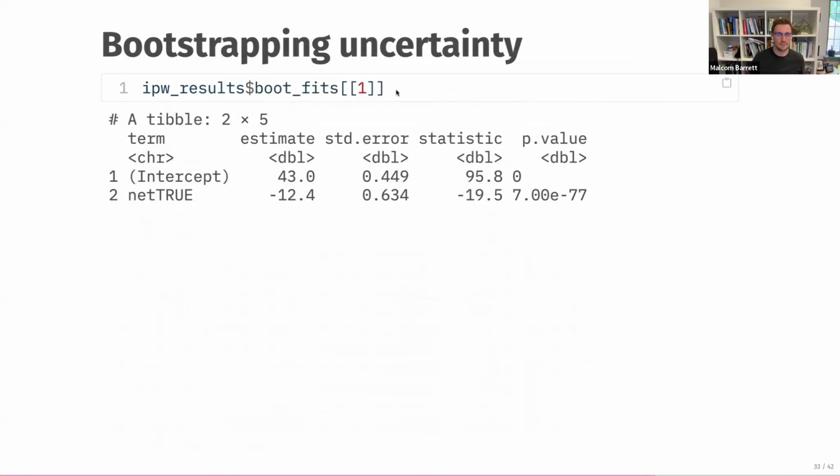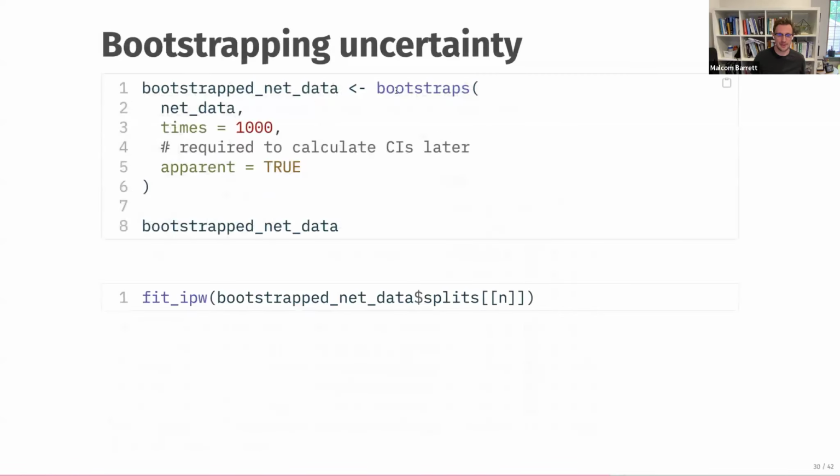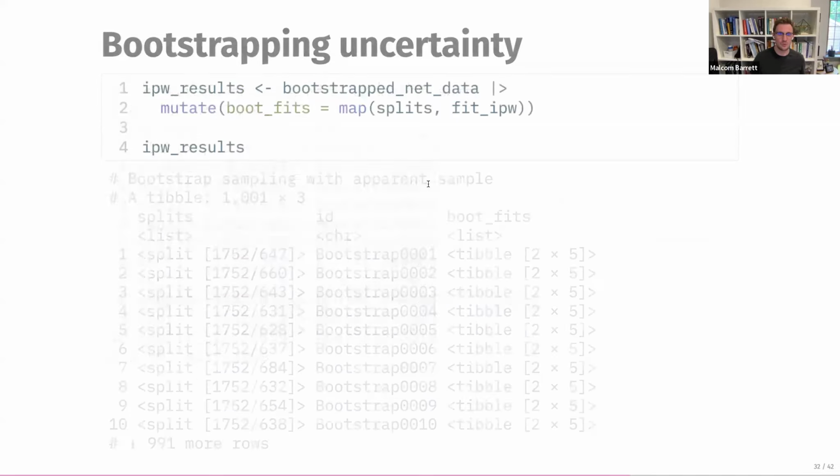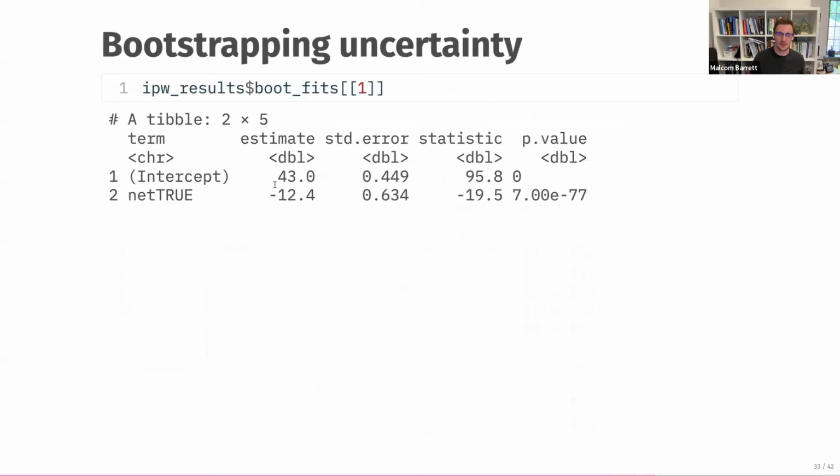And so the results that you would have seen, if I had read my slides correctly, if you had done splits with n as 1 here, would have been this. So these are the results that we would see for net true for the first bootstrap data set in our population. And so we end up getting 1,000 of these results because that's how many bootstrap estimates we wanted.